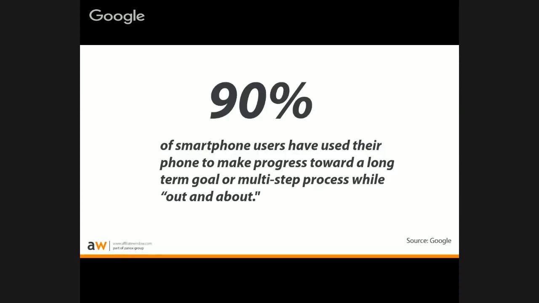I actually think this statement sums up better than most others the principle that underpins the need for cross-device tracking, not only in our industry, but in all online marketing. It comes from a study that Google did. 90% of smartphone users have used their phone to make progress toward a long-term goal or multi-step process while out and about. And the key takeaway from this statement really is this multi-step process, because that's exactly what our cross-device tracking technology aims to capture.